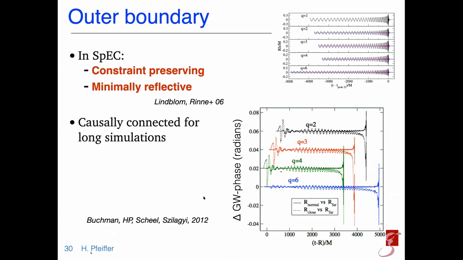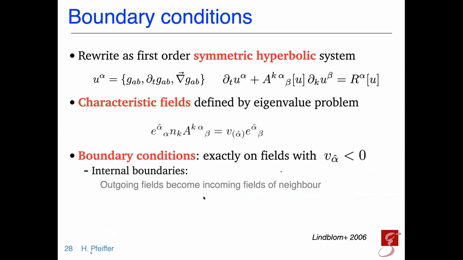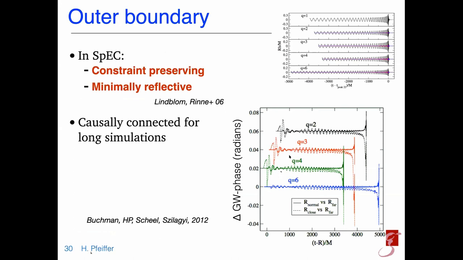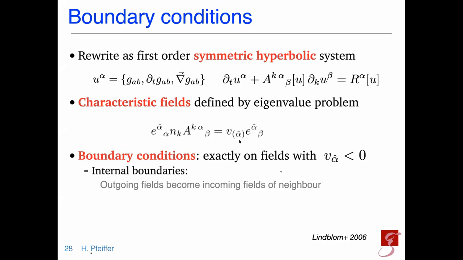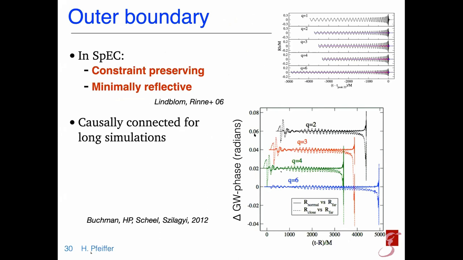The outer boundary, similarly, is made easier and more precise by the presence of the characteristic modes and the characteristic speeds. I haven't written it down on slides, but you have a set of incoming characteristic velocities, so a set of fields on which you need to supply boundary conditions at the outer boundary. It turns out those characteristic fields can be decomposed into three different types of fields.